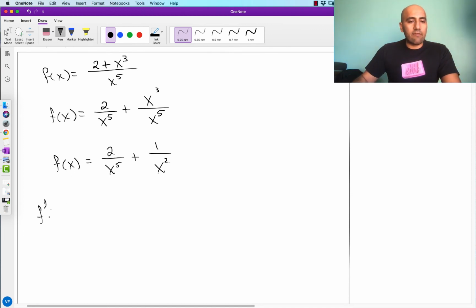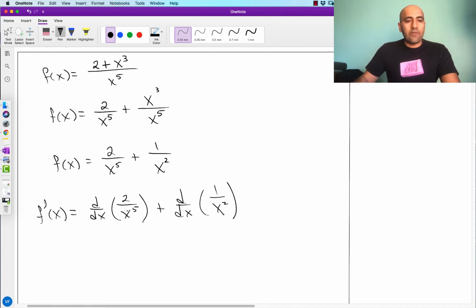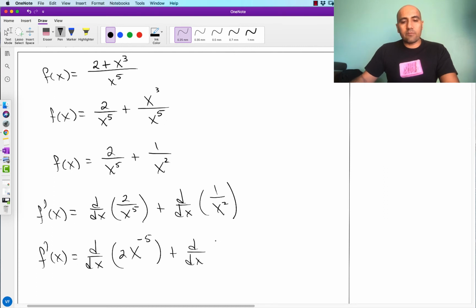And now when we find the derivative, we're going to be able to change this like this. So f prime of x is equal to d dx of the 2 over x to the 5th power plus d dx of 1 over x to the 2nd power. And we know that we can manipulate these a little bit and get the following. This is equivalent to the derivative with respect to x of 2 times x to the minus 5 power plus the derivative with respect to x of x to the minus 2 power.